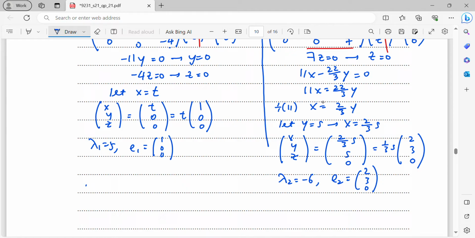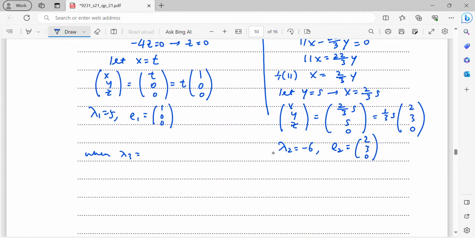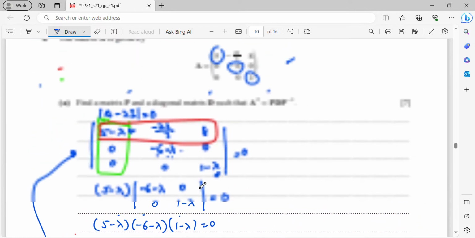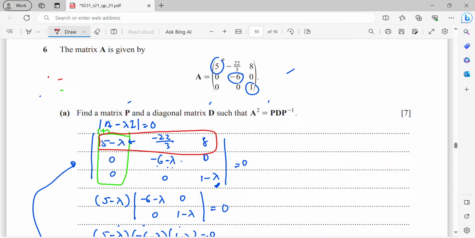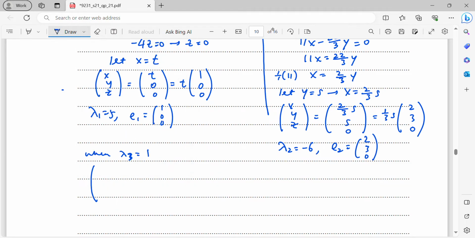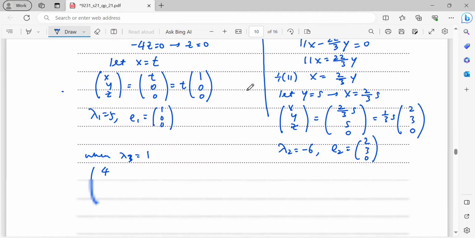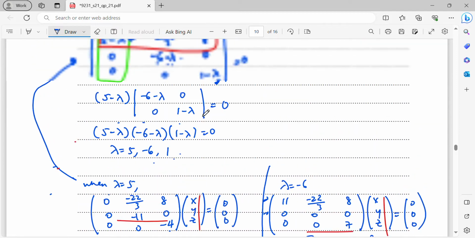Okay, and now for lambda 3 equals the last value, 1. So repeat the same steps. I will get a matrix. Now when lambda is 1, when you substitute into this, 5 minus 1 is 4, so I will get 4, 0, 0. And then negative 22 over 3.